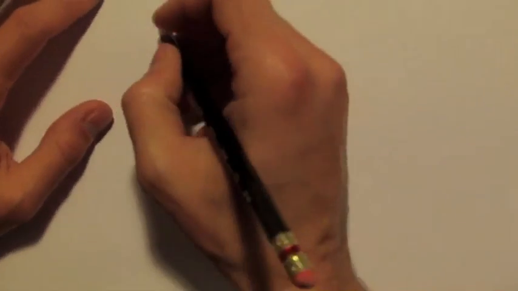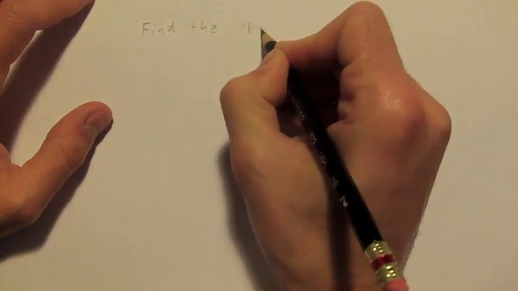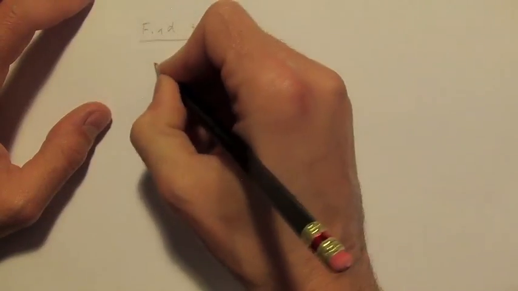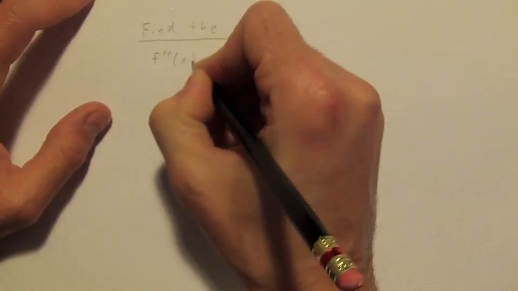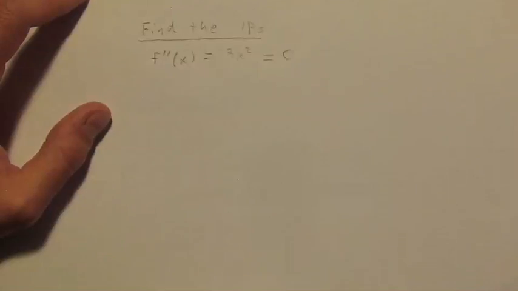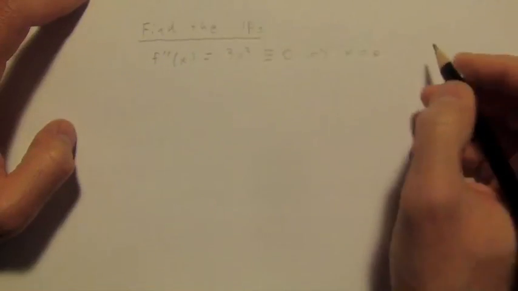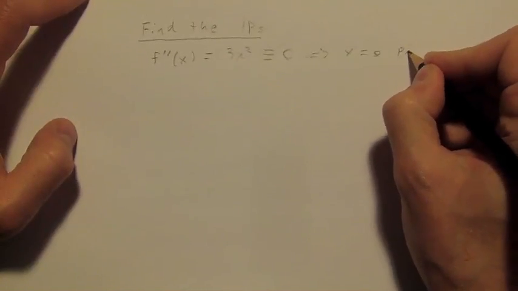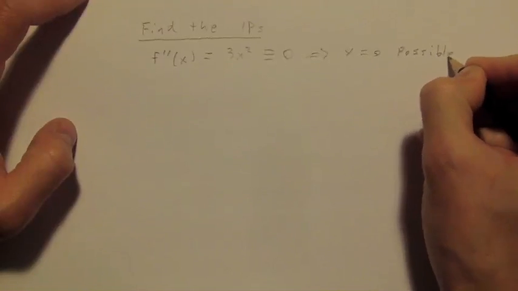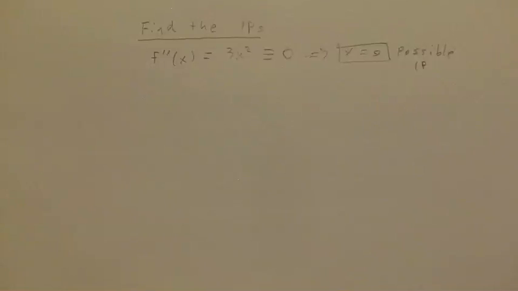Let's look at inflection points. So let's try to find the inflection points. Okay, so we're going to take the second derivative, which is 3x squared, and set it equal to 0. And let me go ahead and write it like that to show I'm setting it. And that definitely means that x is equal to 0. Right? 3x squared is equal to 0, x is equal to 0, and this is a possible inflection point. Okay, possible inflection point. We have to check to make sure.